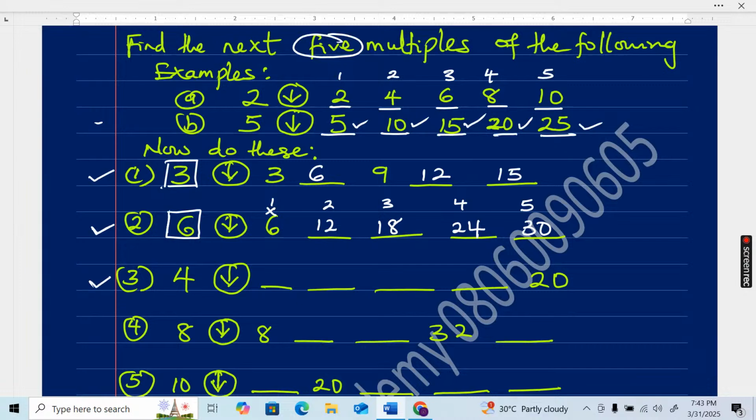Now let's move on to number 3. Which number is given to us in number 3? That is the number 4. So I'm going to multiply 4 by 1 until we get to 5. 4 times 1, that is 4. 4 times 2, 8. 4 times 3, 12. 4 times 4, 16. And 4 times 5, that will give us 20. And the 20 has been written there. Awesome. I hope you are following. Keep writing.